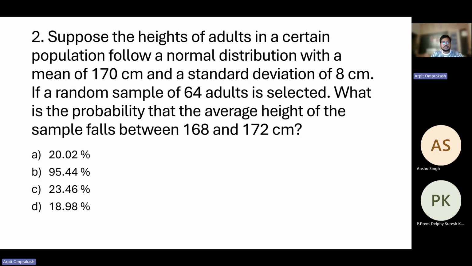The next question is, suppose the heights of adults in a certain population follow a normal distribution with a mean of 170 centimeters. So we are given that the mean is 170 centimeters, right? And a standard deviation of 8 centimeters. These are all population parameters, right? These are not for a sample. So we have written sigma here and mu here.